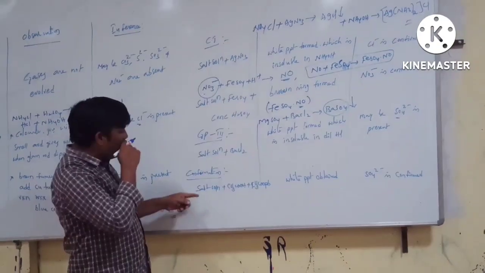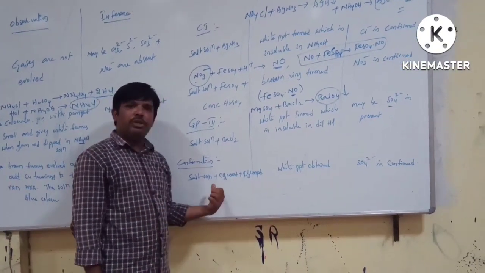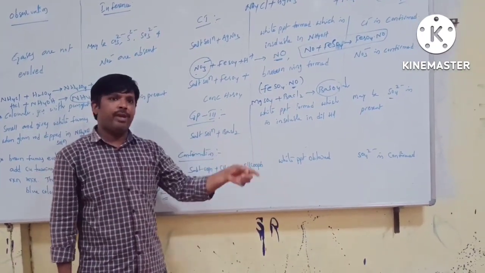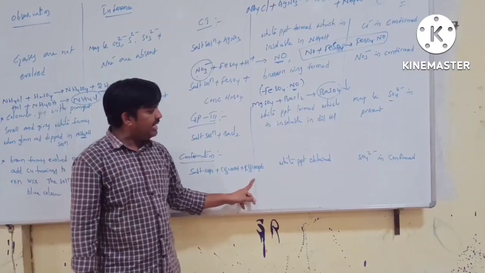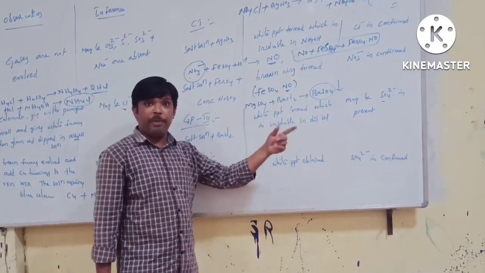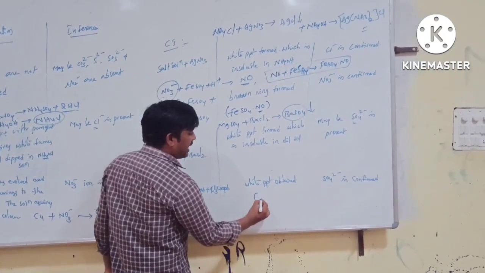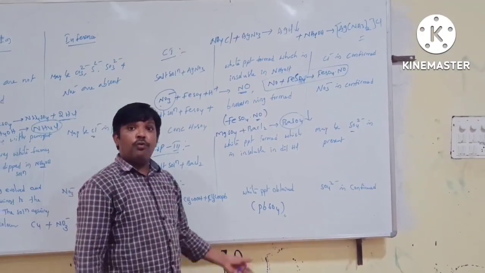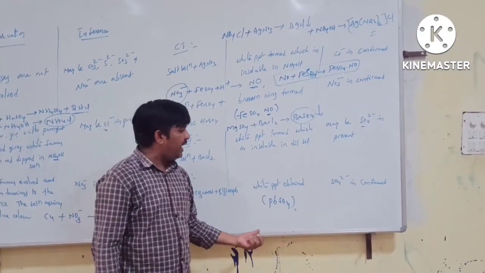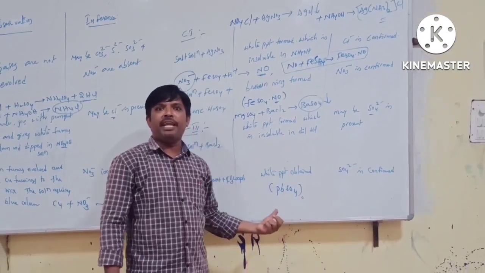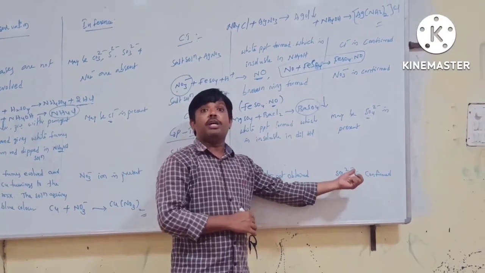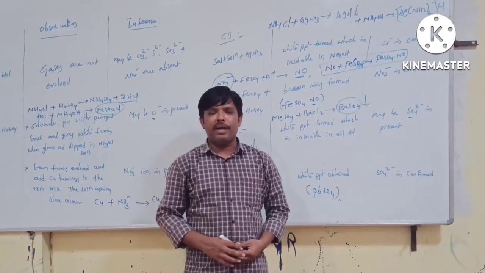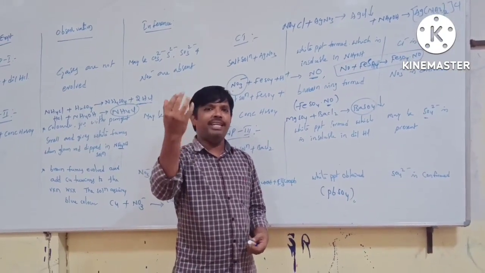Then what is the confirmation? The confirmation is salt solution acidified with acetic acid, then you add lead acetate. A white precipitate is obtained. The white precipitate is lead sulfate, PbSO4. The formation of the white precipitate itself indicates the SO4 2 minus ion. These are the acid radicals.